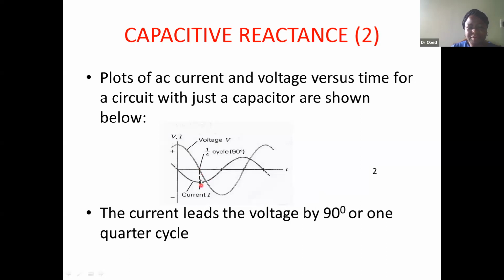This is 1/4 of a cycle. This is half a cycle. This is 3/4 of a cycle. And this completes a full cycle. When you take it from here, this is called a full cycle. So this is 1/4 of a cycle, and the current is leading the voltage by 90 degrees, or 1/4 cycle.